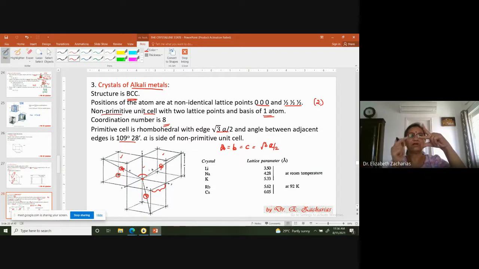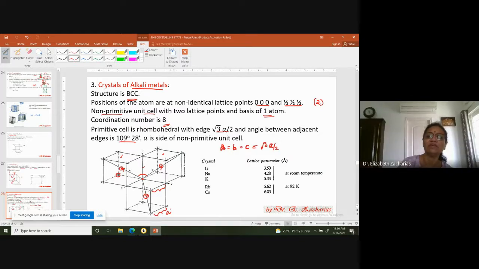Now, if you connect it and finish it, what you get is going to be one primitive cell. Now, what are these A, B, C? A, B, C are the primitive lattice vectors. These primitive lattice vectors will have a length of root 3 a by 2. And what is this A? A is the side of this non-primitive BCC unit cell. And the angle between the primitive vectors A, B, and C will be 109.28, that is 109 degrees and 28 minutes. Clear to you?